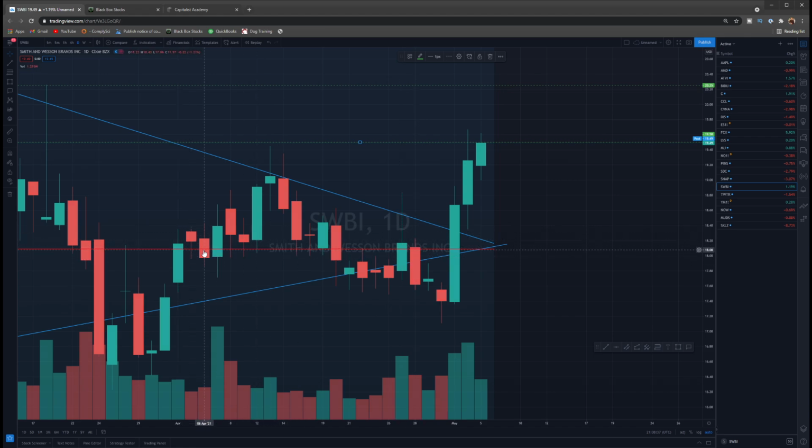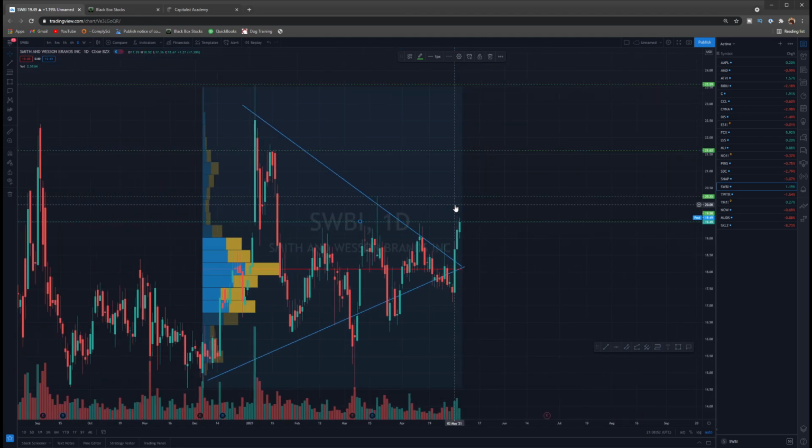We used it as a support prior. Old supports become new resistances. We used this as a support 1, 2, 3, 4, 5, 6 days in a row, which then became a resistance for 5 days in a row. Then we completely broke out. The volume profile is an extremely strong indicator.